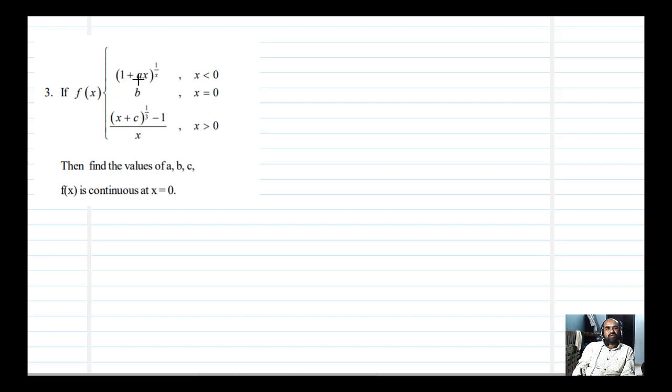f of x equal to 1 plus ax to the power 1 by x for x less than 0, f of x equal to b for x equal to 0, f of x equal to x plus c whole to the power 1 by 3 minus 1 by x for x greater than 0. Then find the values of a, b, c if f of x is continuous at x equal to 0. So, given that f is continuous at x equal to 0. What is the meaning of that? f of 0 minus should be equal to f of 0 plus, equal to f of 0.